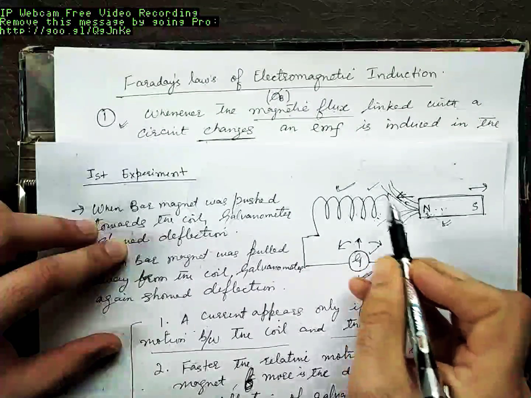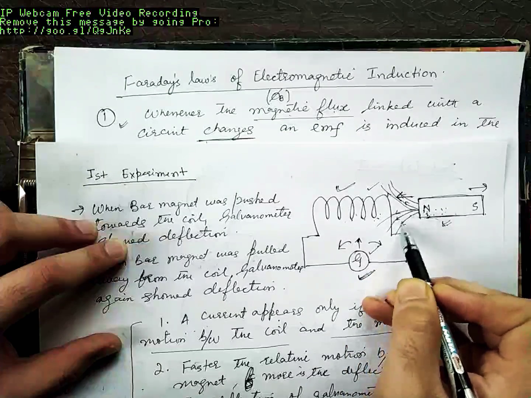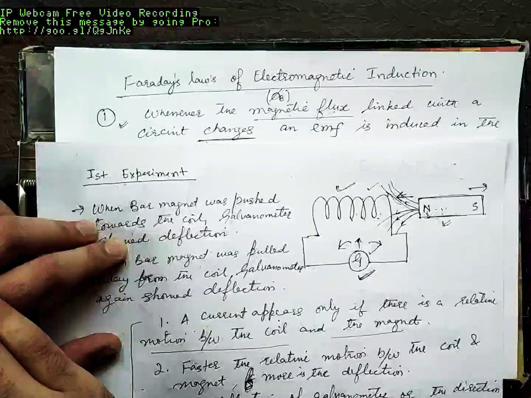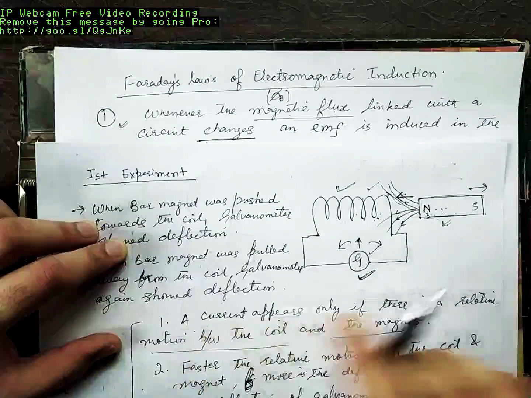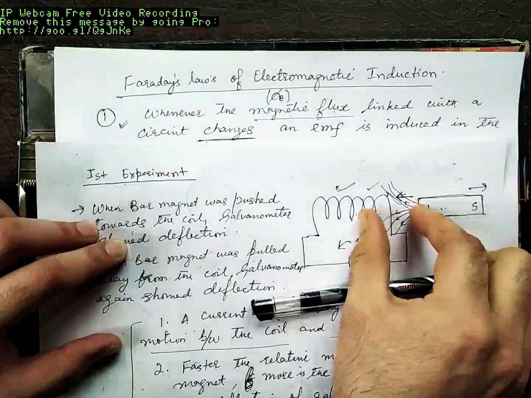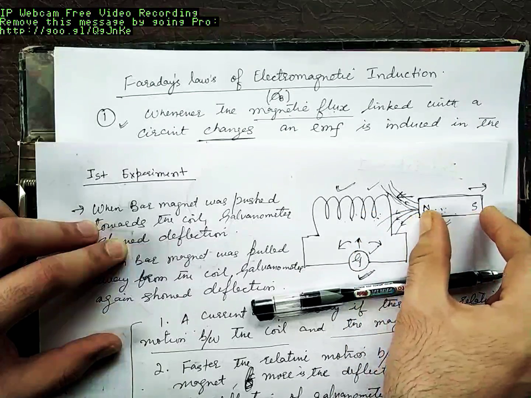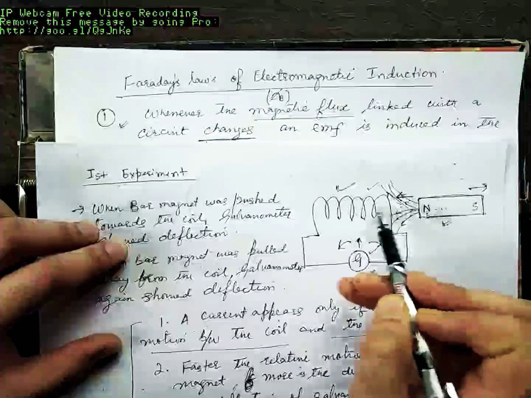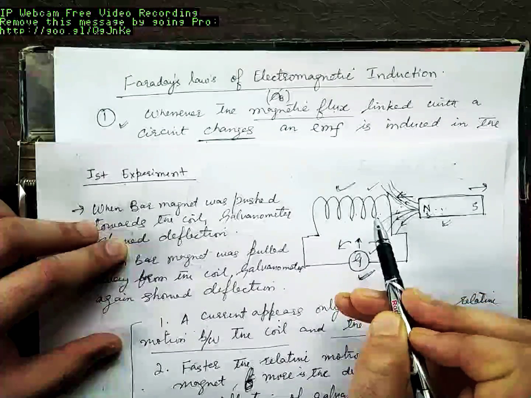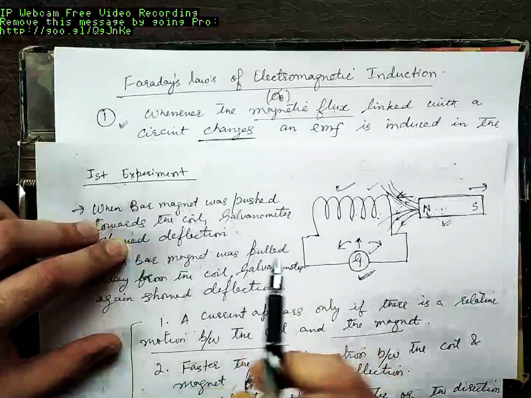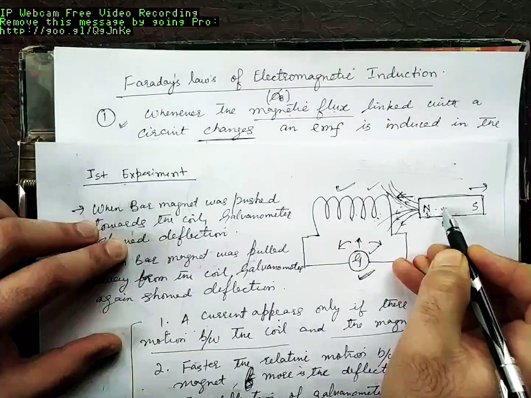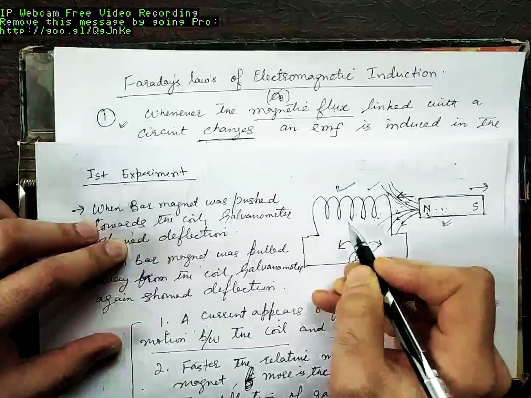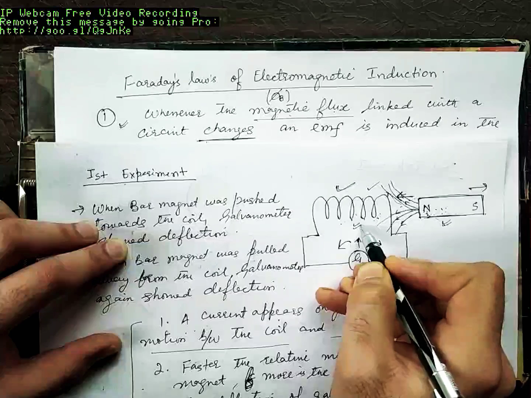the flux, that means the magnetic field lines passing through the coil, will they increase or decrease? Or will they remain the same? They will definitely increase. Because when you push the bar magnet towards the coil, more field lines will now pass through the coil. That means whenever you push this bar magnet towards the coil, the magnetic flux, the magnetic field lines that were passing through this coil, change.